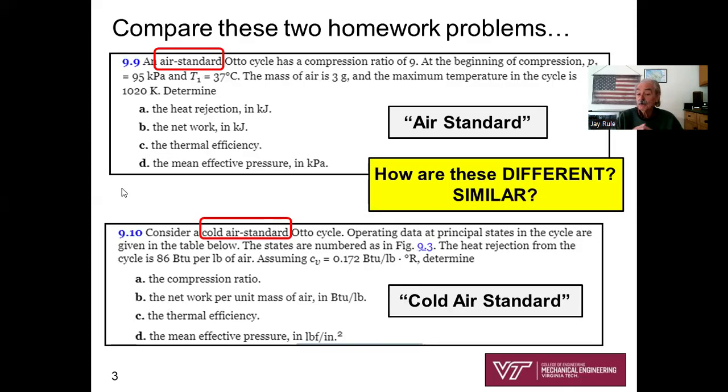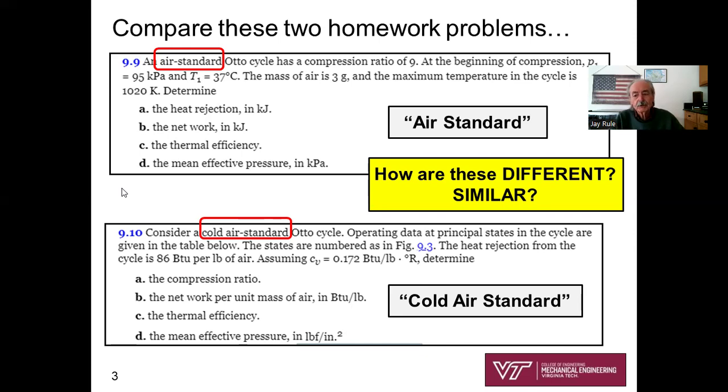Okay, so I've taken some screenshots of two different homework problems that you may be assigned. Let's look at 9.9. It says an air standard Otto cycle, and so you say, okay, I'm ready to solve this problem, but what does air standard mean? And then you may be assigned problem 9.10. And it says, consider a cold air standard Otto cycle.